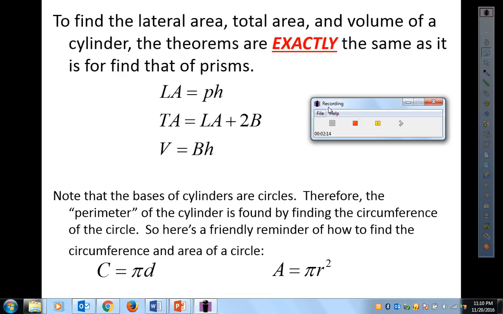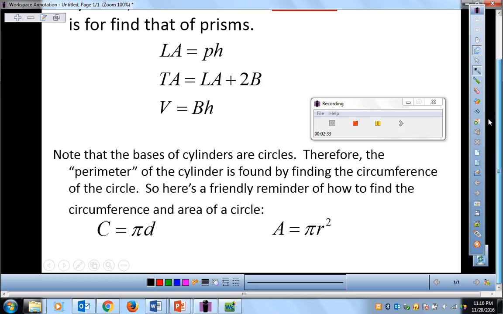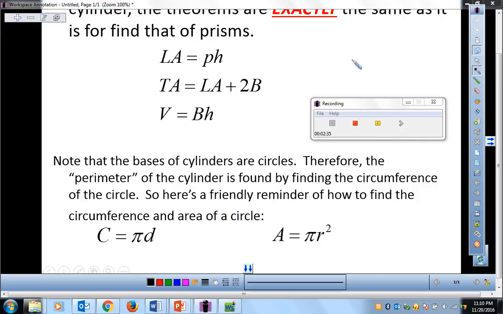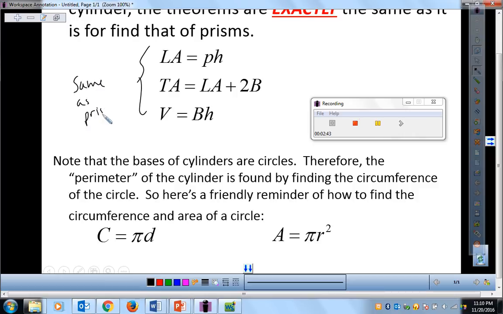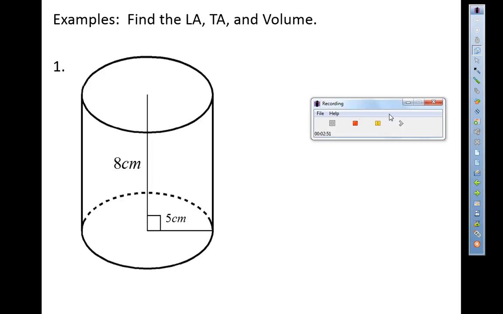We spent a lot of time with circles earlier in the last few weeks, and so you guys should be familiar with the circumference formula. And the area of the base is pi r squared. So those again should be familiar to you as we move along. But there's a reminder for you. So these are the same as yesterday, same as prisms. And then these are familiar to us from our circle chapter. So moving on. Again, should go pretty quickly.